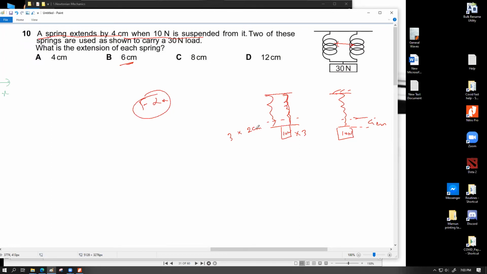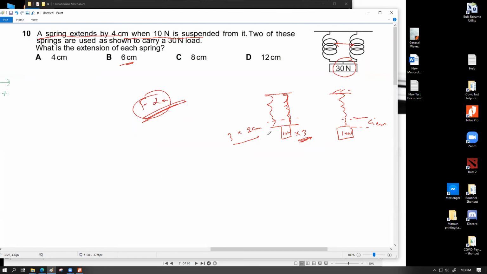আচ্ছা. But in the question, the total applied force was 30 Newton, not 10 Newton. So to make 10 Newton into 30 Newton, we have to multiply it by 3. If we increase the force by 3-fold, the extension should also become 3-fold, because force is directly proportional to extension. So if you increase the force by a factor of 3, your total extension of the spring combination also becomes multiplied by 3. So 3 2s are 6 centimeter. B is the correct response. Okay, sir, I understood. Beautiful.